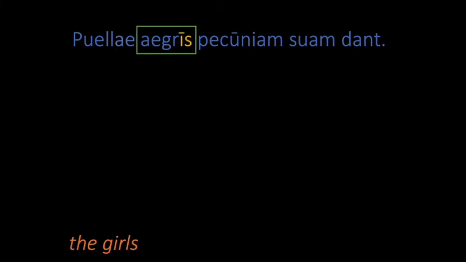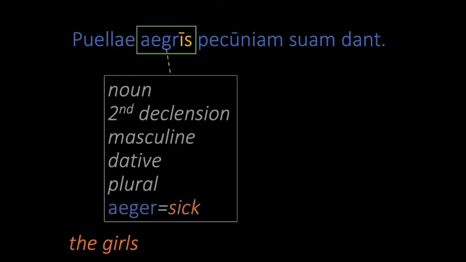Aegris is from the base aeger, which is usually an adjective, but here it is used substantively. It is one of those bases ending in er that loses the e in all forms but the nominative singular, so this form is the dative plural. The base means sick, so we translate it as to the sick.